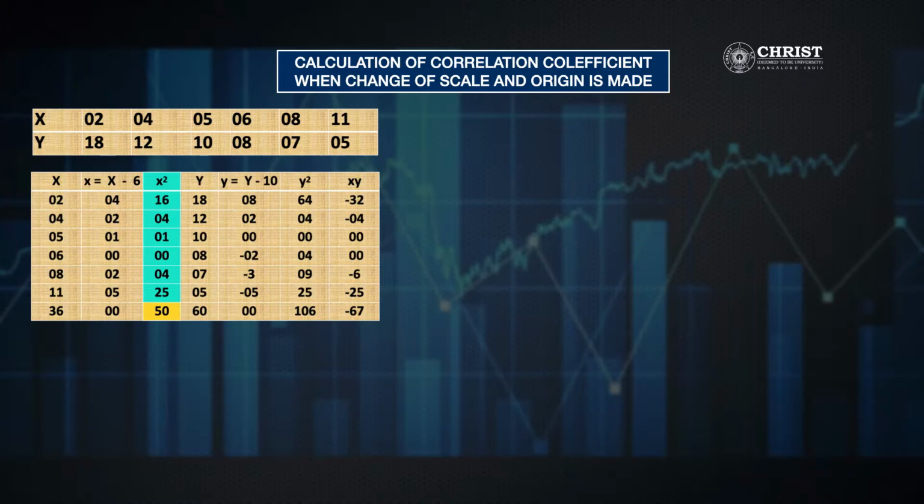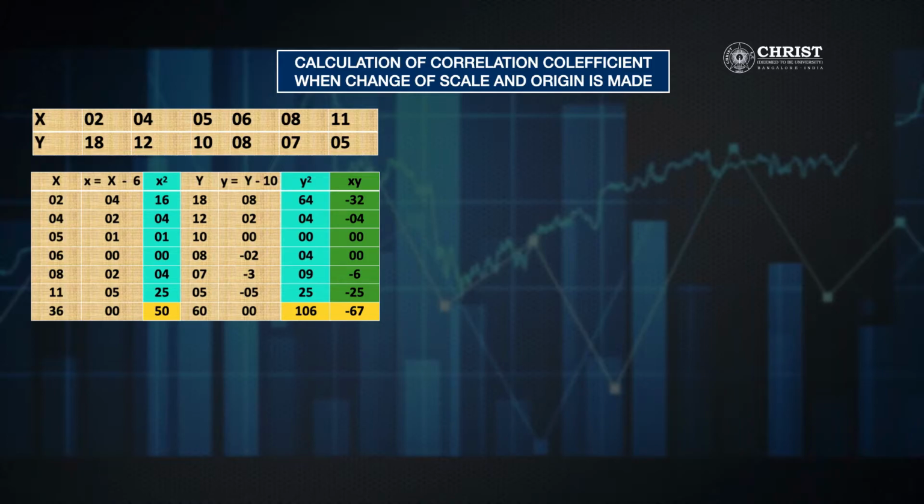Similarly for the y series, the mean is 10. Take deviations: 8, 2, 0, minus 2, minus 3, minus 5. When you are taking deviations from the actual mean, the final total will always be 0. Now take the square of those values: 64, 4, 0, 4, 9, 25, and the total is 106. Similarly, multiply x into y: minus 32, minus 4, 0, 0, minus 6, minus 25. The total is minus 67.